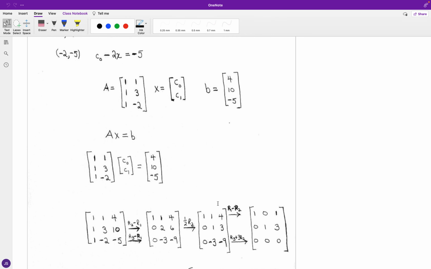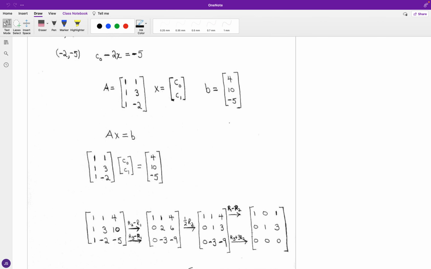Converting to reduced row echelon form, I'm going to take the first row elements away from the second row and also away from the third row. In the rewrite, we have 1, 1, 4, 0, 2, 6, 0, -3, -9. For the middle row, to get the middle row, middle column value to be 1, I'm going to take half of the second row elements. So the second row becomes 0, 1, and 3.